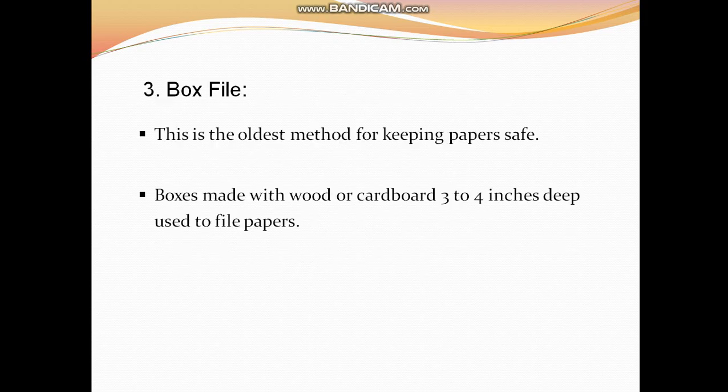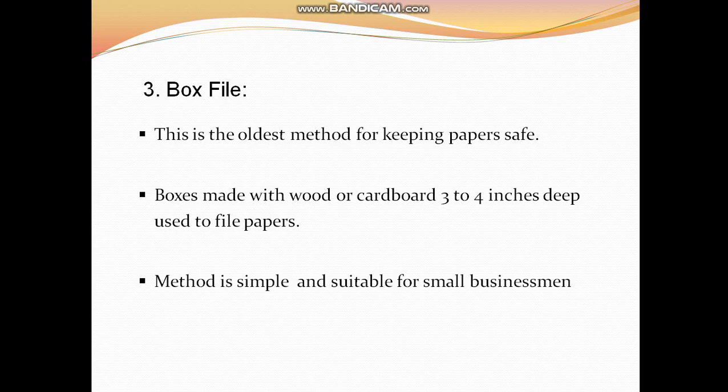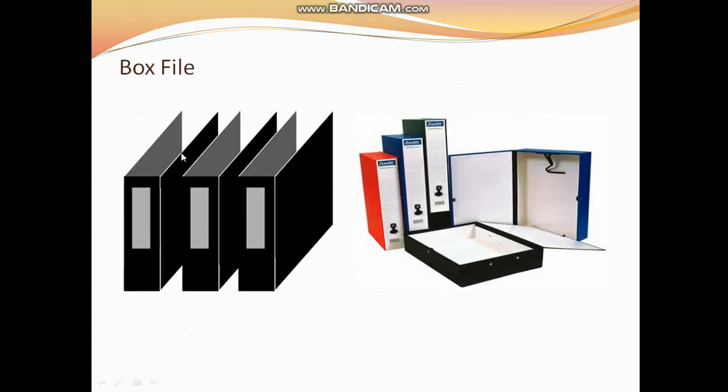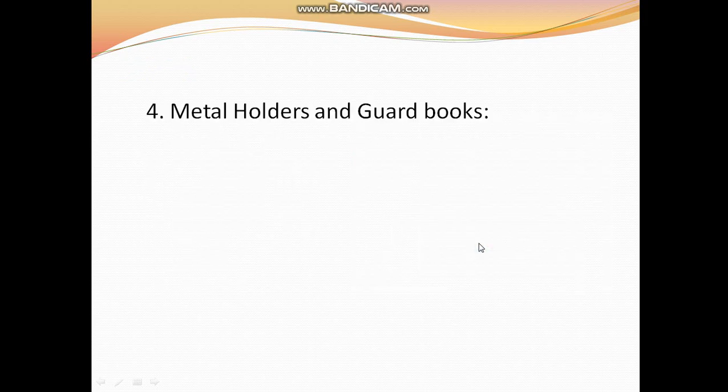Next, the box file. This is the oldest method for keeping paper safe. Boxes made of wood or cardboard, 3 to 4 inches deep, are used to file papers. The method is simple and suitable for small business firms. These are pictures of the box filing system. Simply, the papers are inserted one after another in the box file.